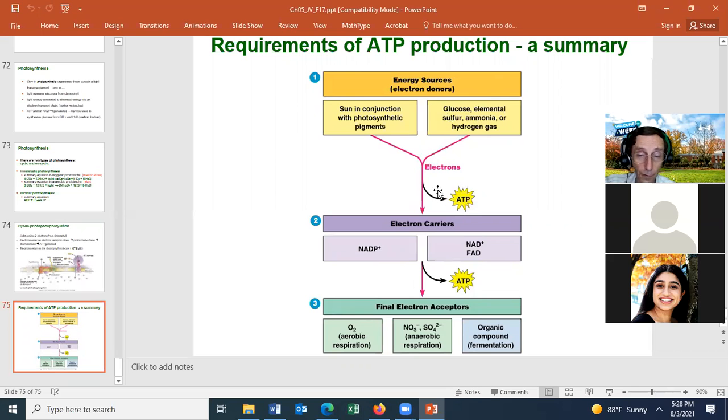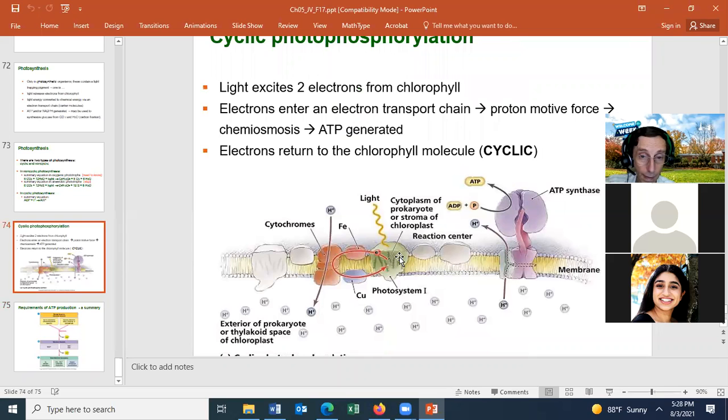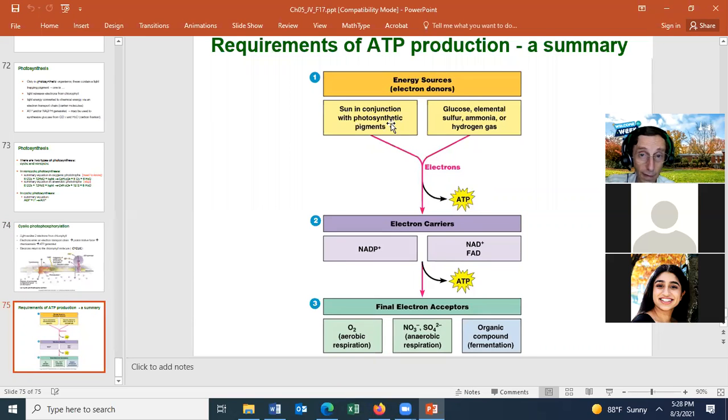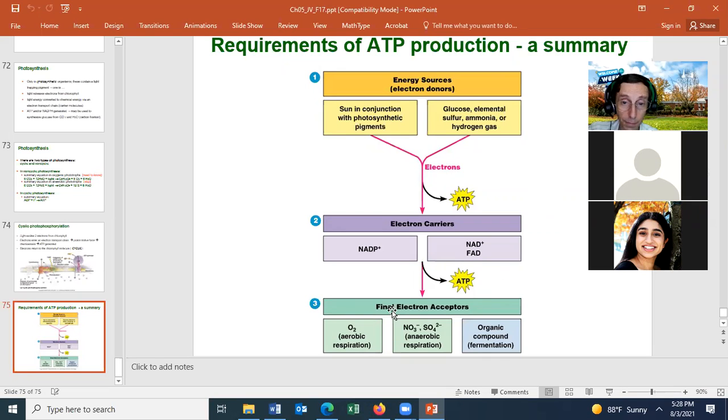But for photosynthetic organisms, they use sunlight, which also causes electrons to move. And then the electron movement can be used to make ATP in an electron transport chain right here. So the electron source can vary, and the electron acceptor can vary.